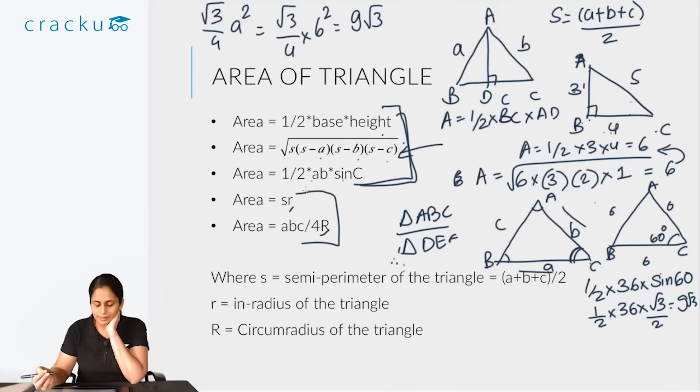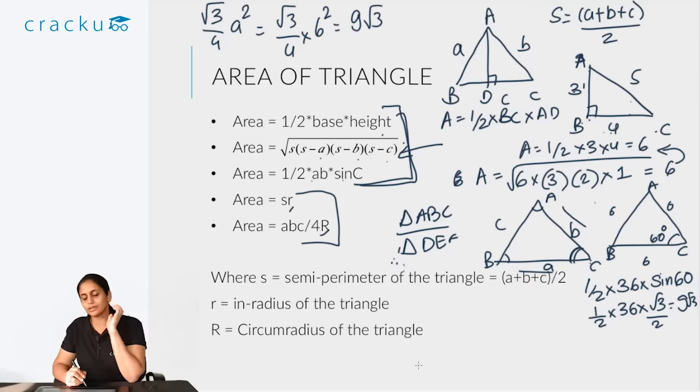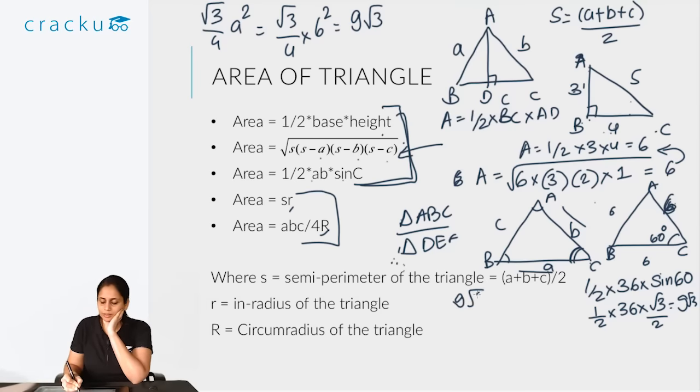So let's consider the fourth one, that is area is equal to semi-perimeter into in radius. Now in this case, how do I check whether or not the formula that I have remembered is correct? Just take the case of this equilateral triangle with side 6. In this case, the semi-perimeter is 18 by 2, that is 9. So area is 9 root 3, semi-perimeter is 9 into the in radius. So in radius will be root 3.